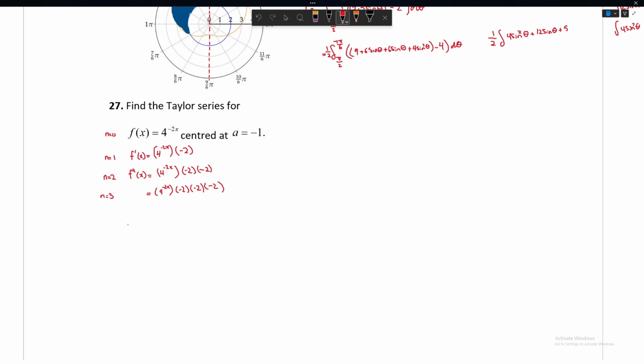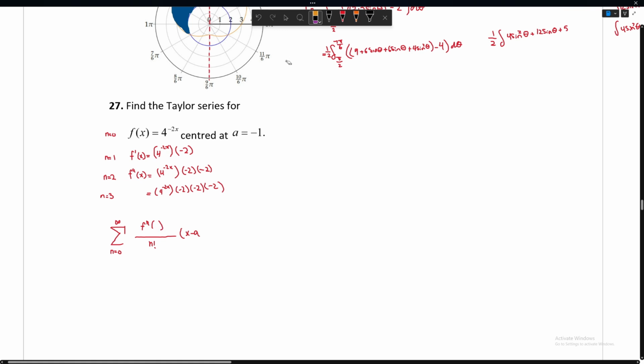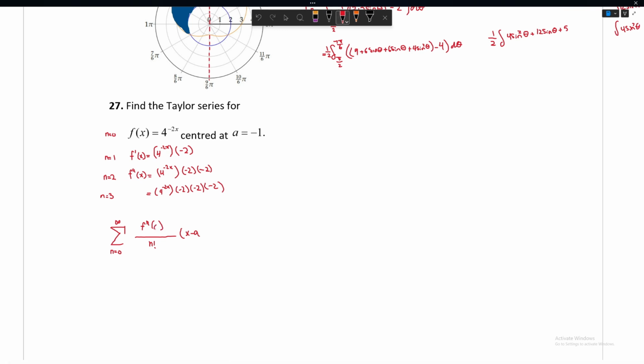And now let's write our pattern. So what is our series? We know our Taylor series equation is the sum from n equals 0 to infinity of f to the n at a, all over n factorial, times x minus a, to the n. I believe this is not x, this is supposed to be a as well. I'm not too sure of this. Let me confirm and I'll get right back to you.